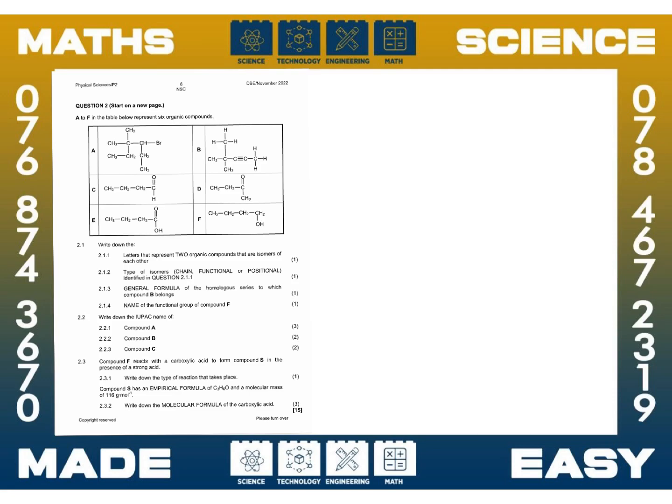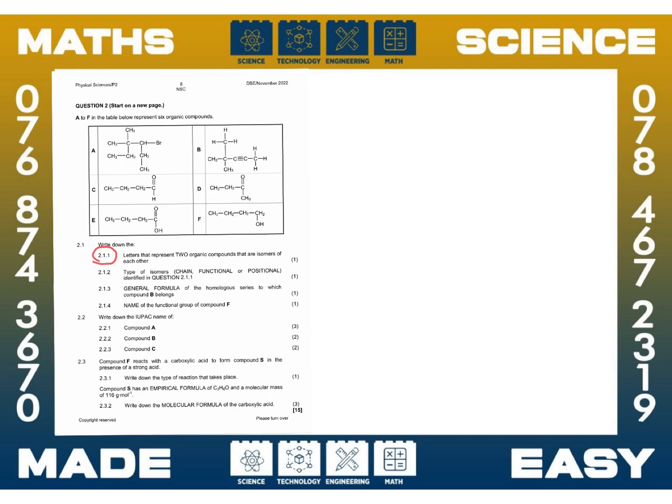Okay, in this video we'll be focusing on question 2 of Physical Sciences paper 2 November 2022. So we are given the table below. On question 2.1.1 they said write down the letters that represent two organic compounds that are isomers of each other. So we know that the isomers have the same molecular formula but a different structural formulae.